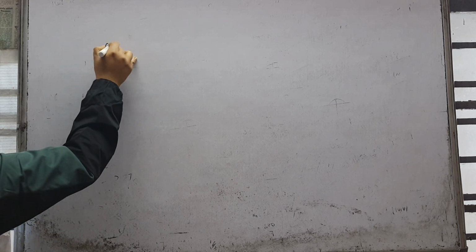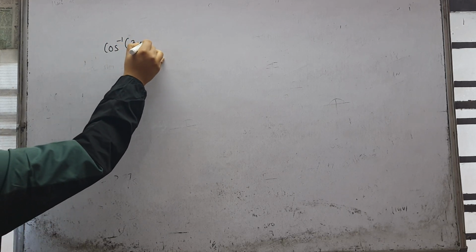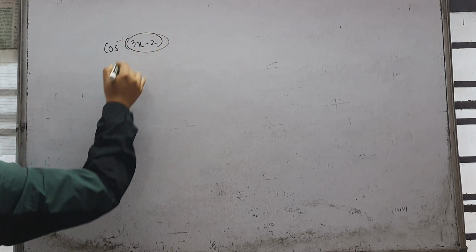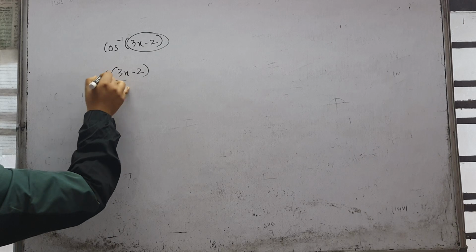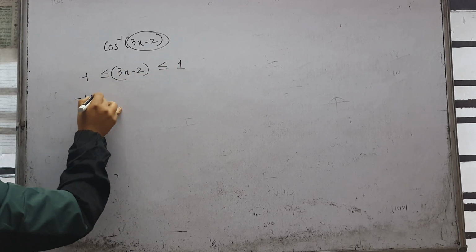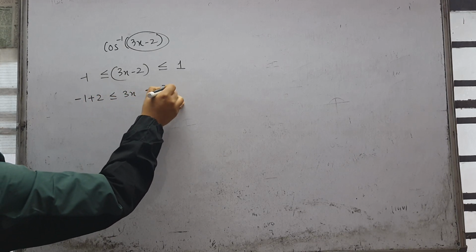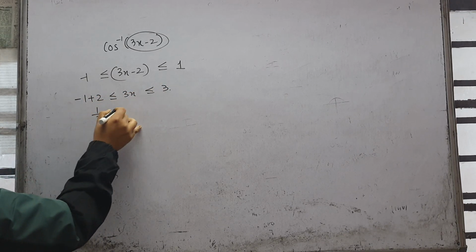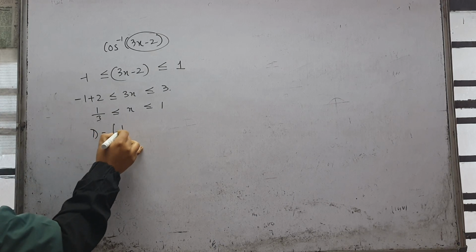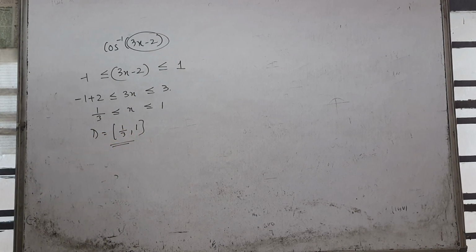What about this, everyone? Same, cos inverse of 3x minus 2, domain. Cos and sine will always lie between minus 1 and 1. Is it clear? So the inside part has to lie between minus 1 and 1. How do we remove the minus 2? Plus 2, 3x, and divide by 3, what do you get? 1 by 3. So what is your domain? 1 by 3 comma 1. Is it clear?